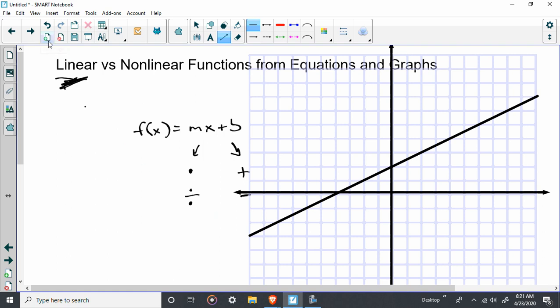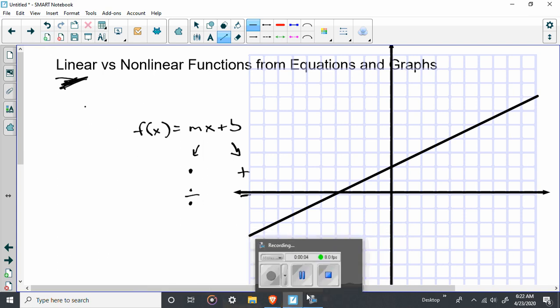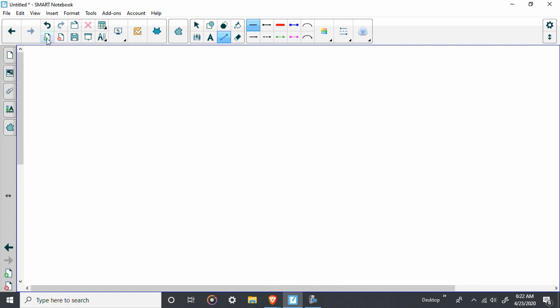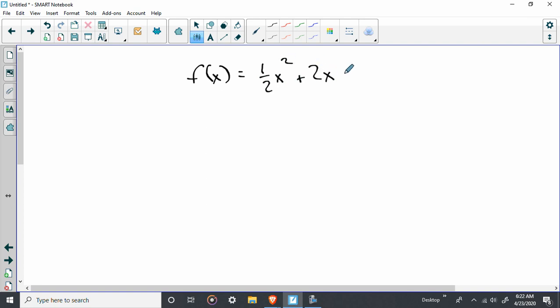Today I just want to tell you guys what are some other things that you can do that would make it not linear, and how could you tell that, okay? So there's a couple we're going to focus on, okay? And I'll show you what their graphs look like, okay? What if I said f of x is equal to 1/2 x to the second power plus 2x plus 1. This right here makes it nonlinear, right?